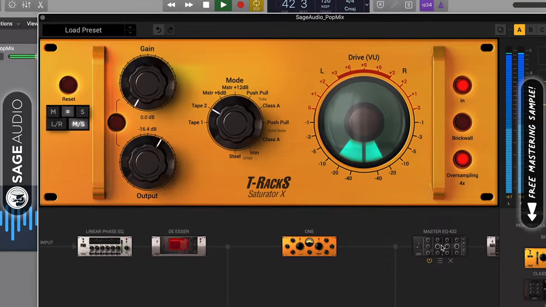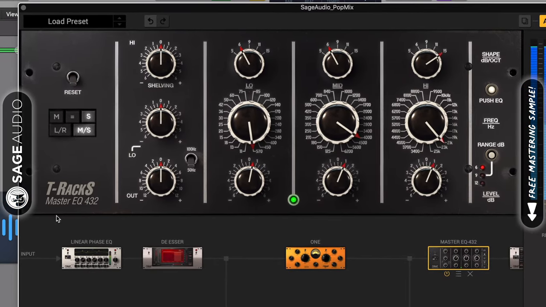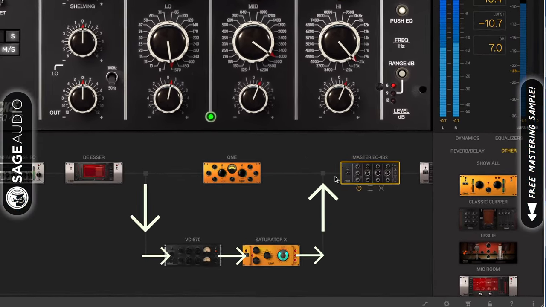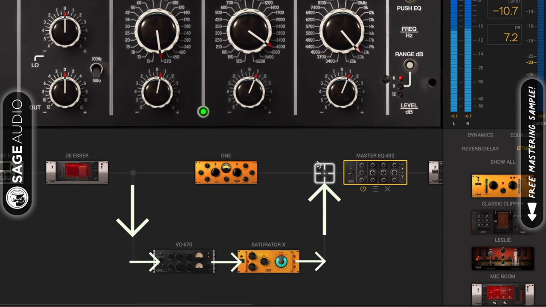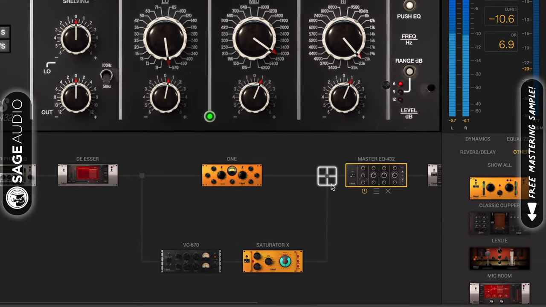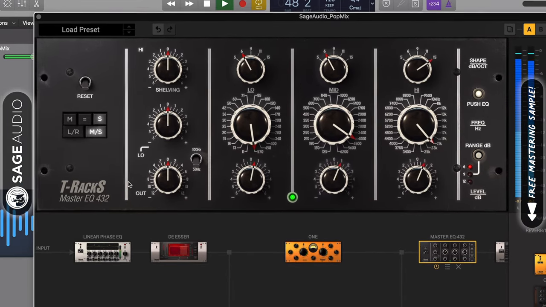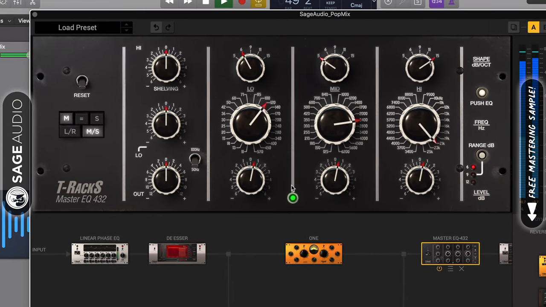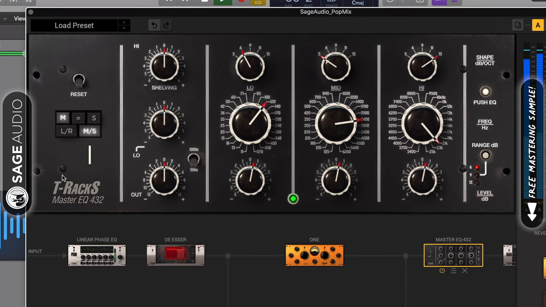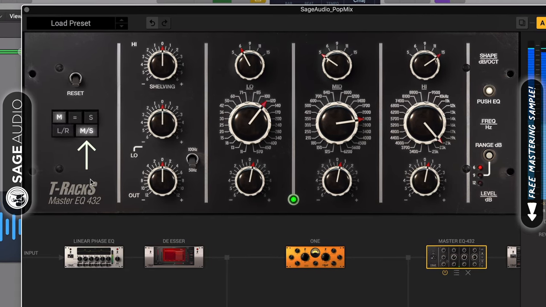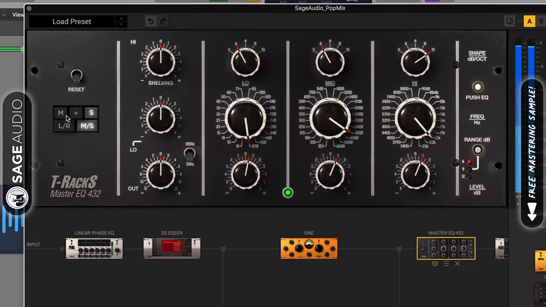Next up, I got the Master EQ 432. Now, prior to this insert, the series signal and the parallel compressed and saturated signal were recombined. With this EQ, I listened intently and decided on some very small amplifications that I wanted to make. I separated the signal into mid and side to affect the relevant instrumentation separately.